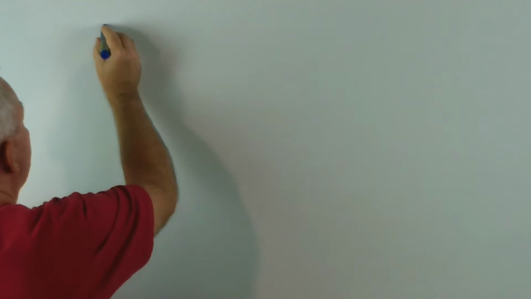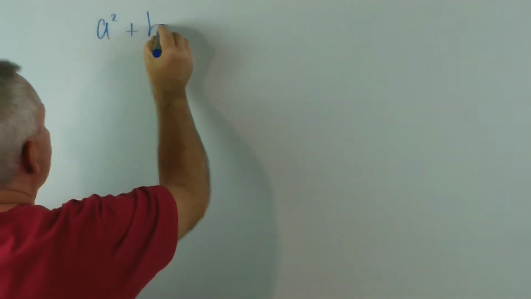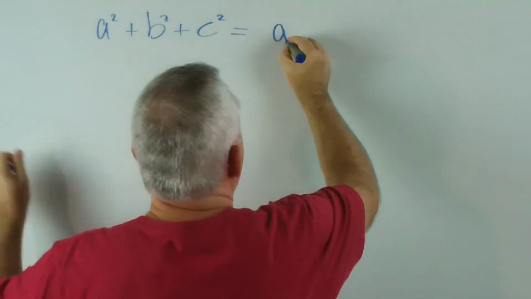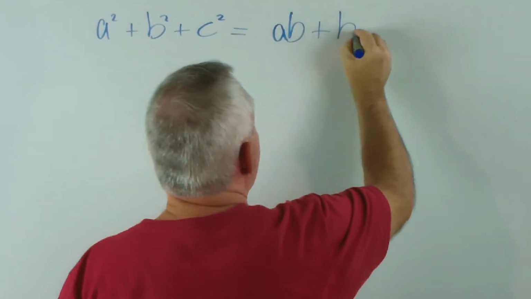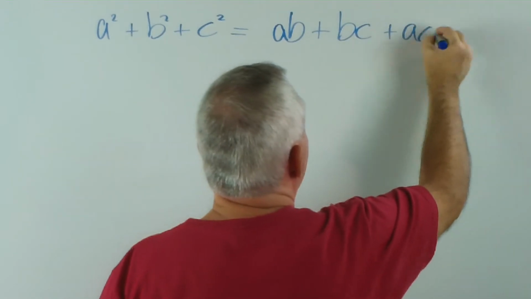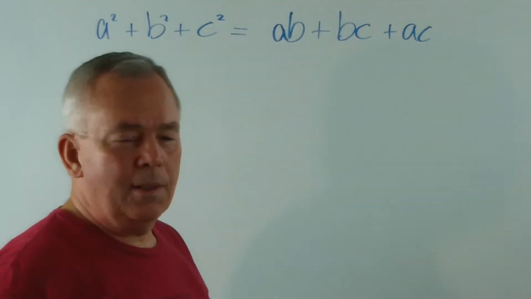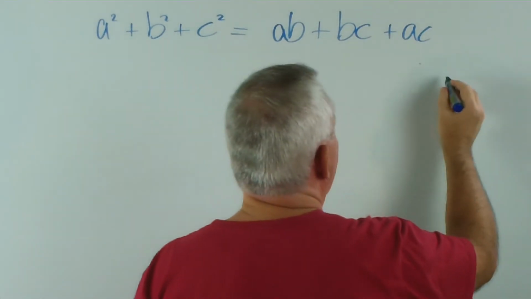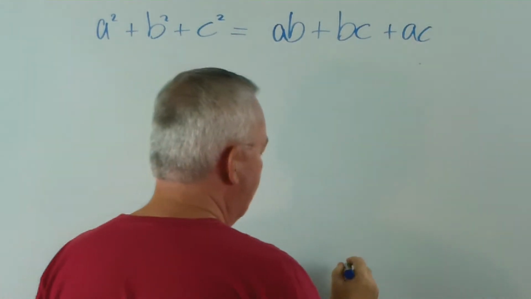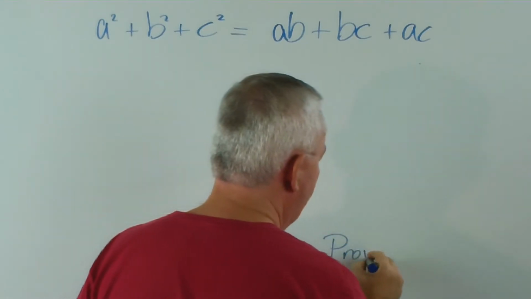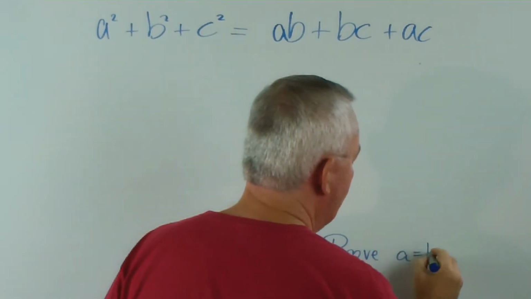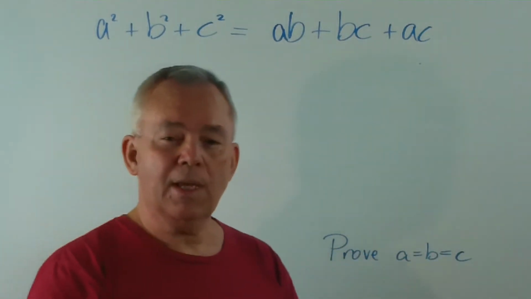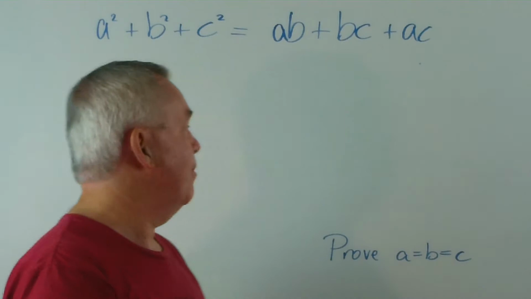If you were told that a squared plus b squared plus c squared was equal to ab plus bc plus ac, they wanted you to prove, I'll put down here, prove that a equals b equals c, that the three letters must have the same value.